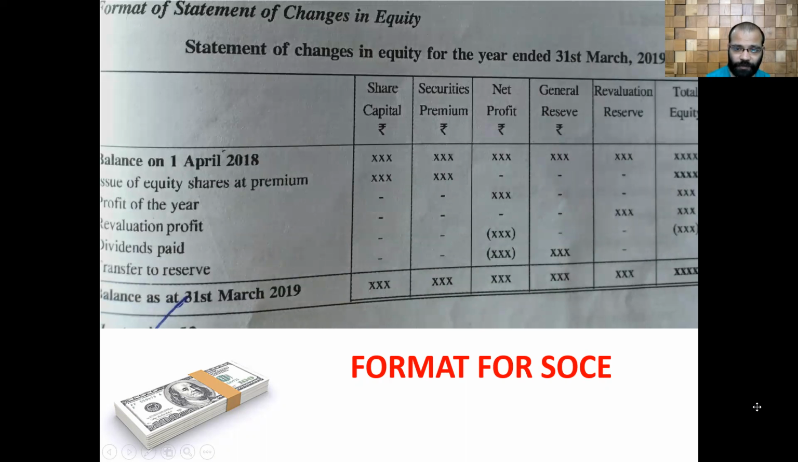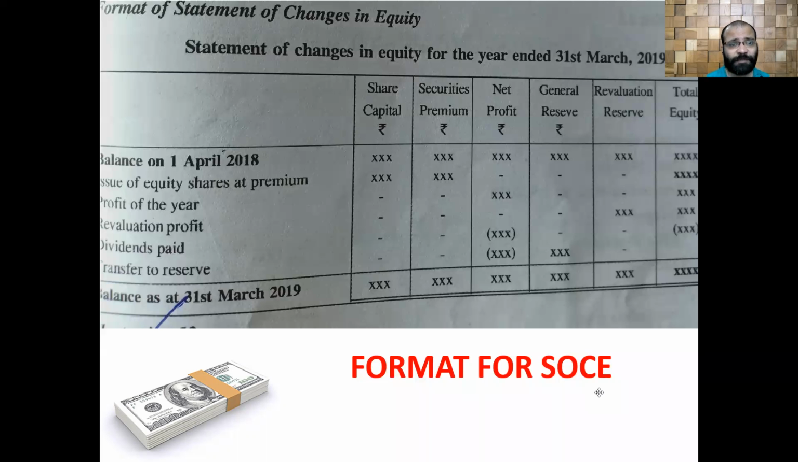So the format is like this. And what is the format stating? We have to follow it: you draw 7 columns. The first is the particulars, then we have share capital. This is the format you need to learn by heart. Securities premium, net profit, general reserve, revaluation reserve, and total equity. So these are the items which have to come. Now, all these items need not be given in the question. In that case, you have to mention them as per the format and write it as nil.